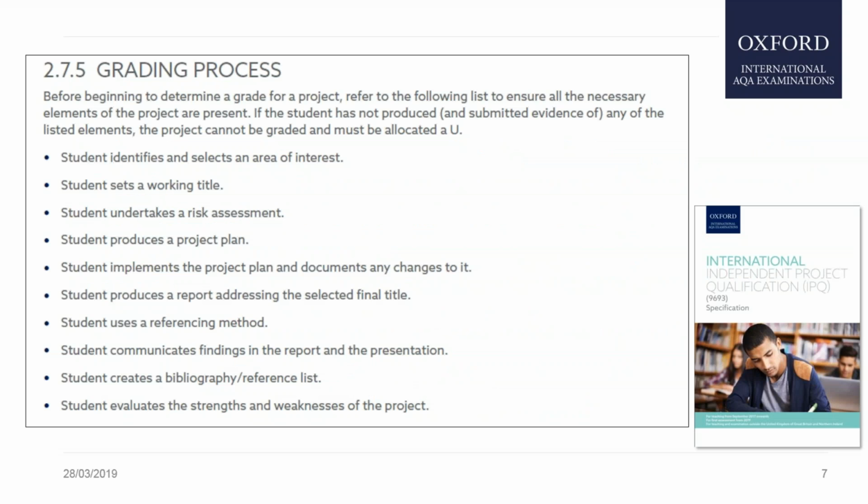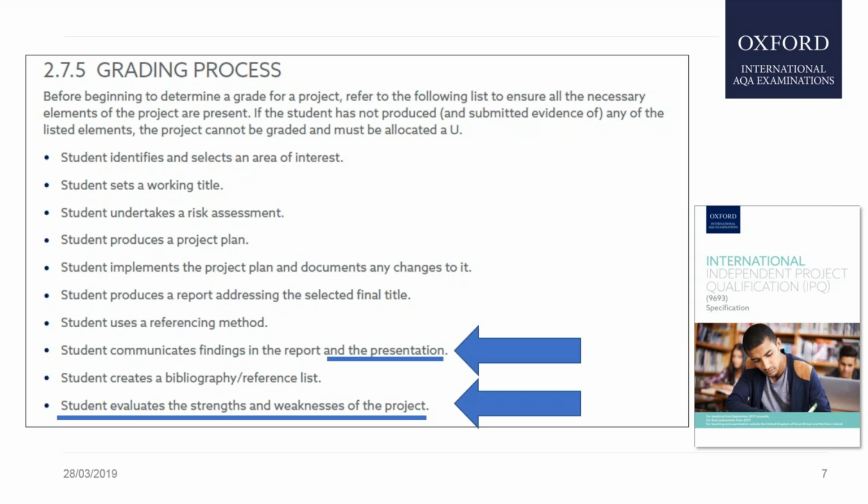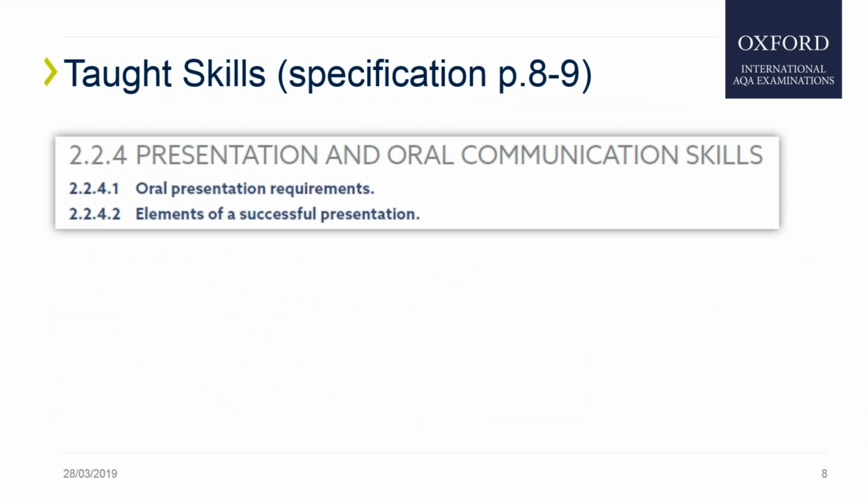So a few places where we can see the importance of the presentation and the reflection. In the actual grading process, and the next hub session, the fourth one, we'll look at this in more detail, but you can see that two of the things which are necessary in order for a supervisor to grade their work is that there needs to be a presentation, and the student needs to show evidence of evaluating the strengths and weaknesses of the project, i.e. a reflection. So they're necessary parts.